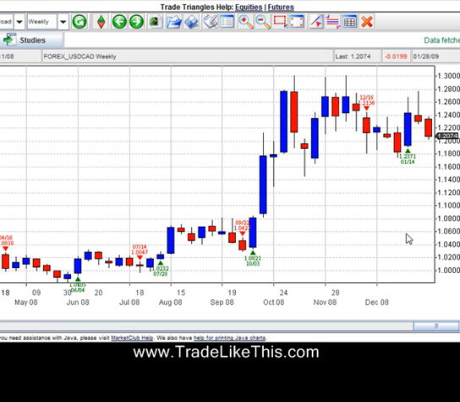It's been on the market for years, but it deals with what their technology is called trade triangles, and you can see the green arrows here are up triangles. They think the market's going up. The red triangles here, the down triangles, are the feel the market's going down. And you can use this system to trade stocks, futures, and the forex market.